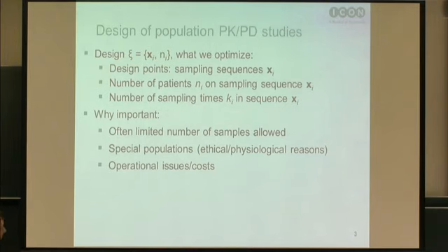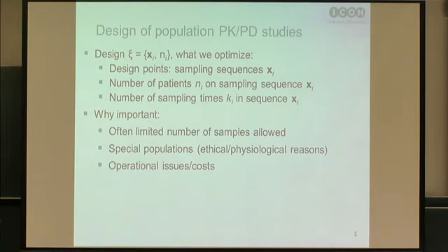So, design of population PK/PD studies. What we really try to optimize, as you've heard from Franz, is a combination of sampling sequences, X, and number of patients on different sequences. So we try to optimize, first of all, those sampling sequences. We try to optimize the number of patients on different sampling sequences, and also the number of sampling times within the sequence, because we can take many samples, and the question is how many.